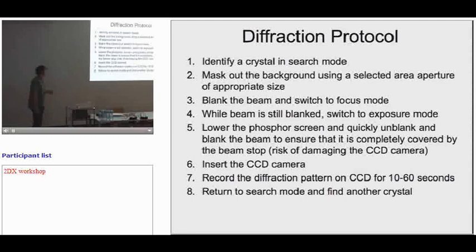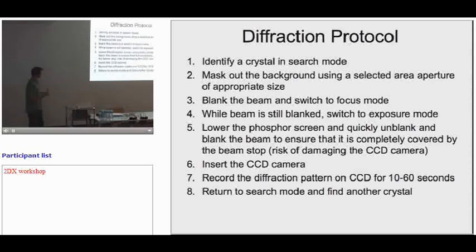You then lower the phosphor screen, quickly unblank and blank the beam to make sure that the beam is blocked by the beam stop. Sometimes as you're moving around, it'll shift a little bit, and if you take a picture with it shifted, you can burn a permanent hole in your CCD, which is a way to really upset your boss.